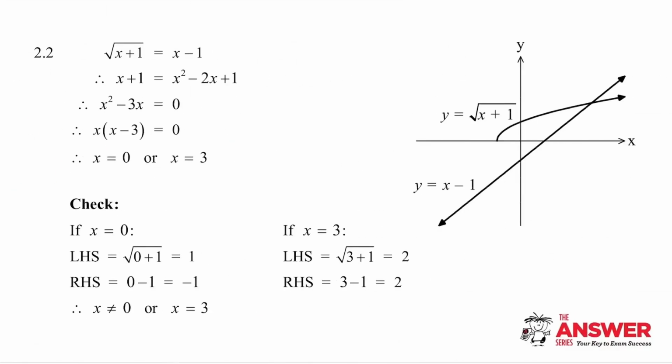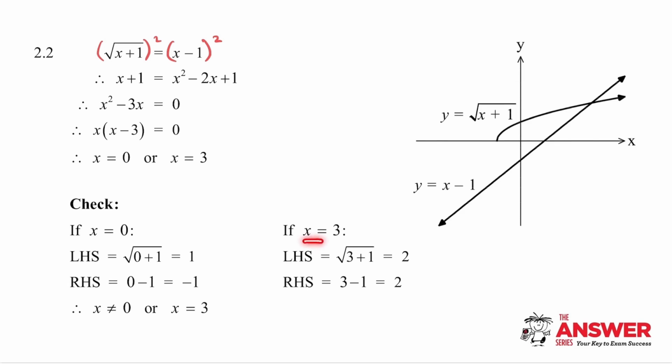In the next example, I do exactly the same thing. I square both sides, and I set up my quadratic equation, and I solve for x. Substitute x equals 0 into the original equation, and you get the left-hand side and the right-hand side. You will notice my two answers are not equal. So x equals 0 has to be discarded as one of the solutions.